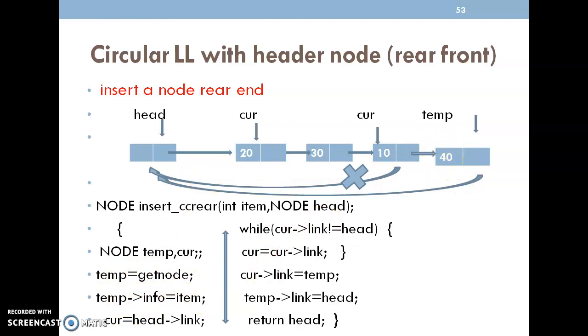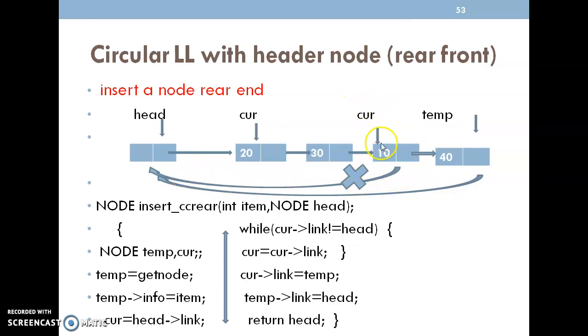The 40 is inserted. Then current equal to head pointer link, that obtains the first node. And we have to keep track until it reaches the last node. How to check it? Earlier, this last node always holds the address of head, so until current reaches the head, you have to perform the operation. So this current becomes the last node before adding temp. While current pointer link not equal to head: is it equal to head? No. Is it equal to head? No. Then keep on incrementing, current equal to current pointer link. Once it reaches the head, you have to stop the iteration.